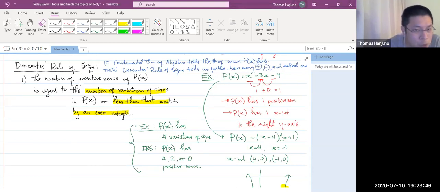If you have 3, you need to look for the other one. If you have only 1, then you need to look for at least one more; it may be the other 3. But you cannot stop at 1 positive zero, and you cannot stop at 3 positive zeros. That's what Descartes' rule of signs says.